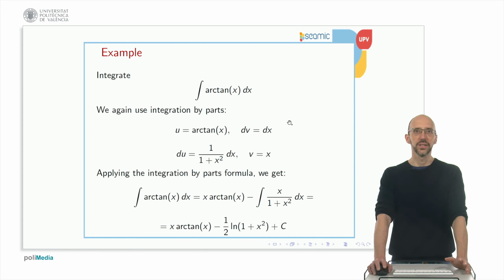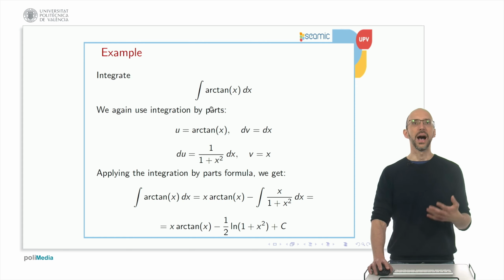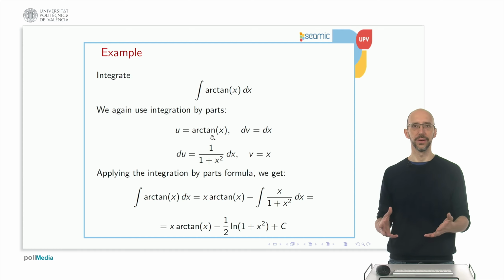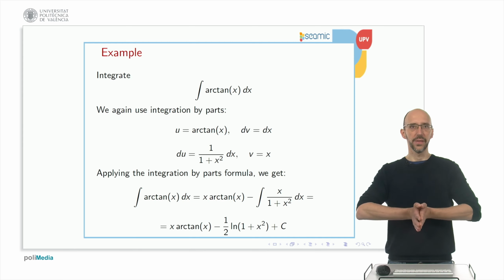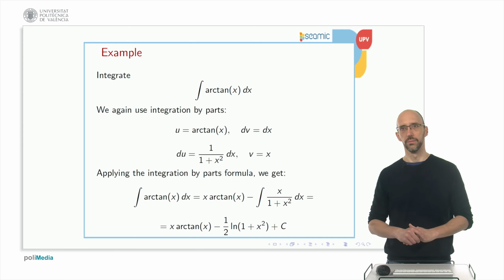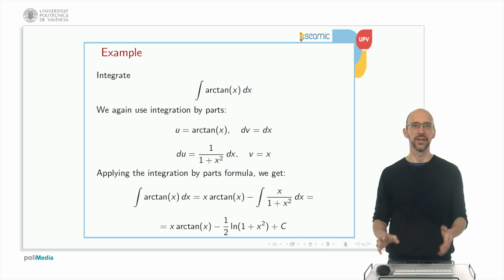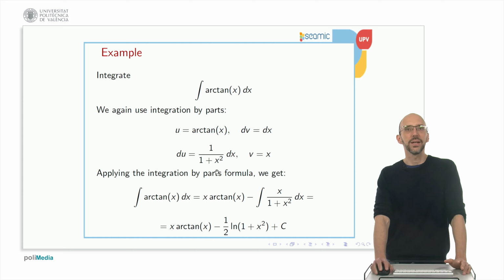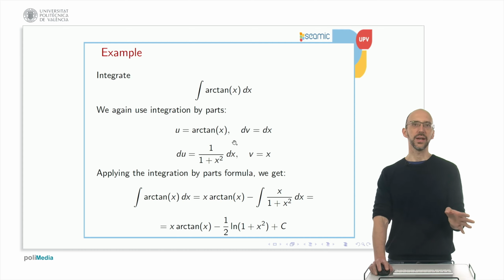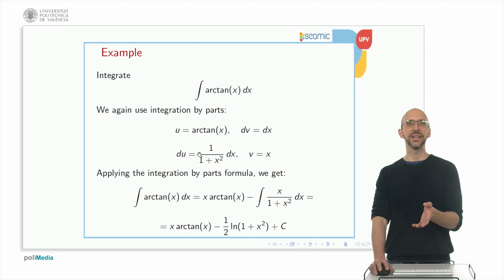The second example is the arctangent. This is exactly the same. I'm going to call u the arctangent. dv is going to be 1 times dx. For u, I need to calculate its derivative. And probably you are thinking, oh, I don't remember the derivative of the arctangent. You should. It's important. The derivative of the arctangent is 1 over 1 plus x squared. And the integral of 1 is just x. So I decided that u is the arctangent, dv is 1 times dx. I calculate the derivative of the arctangent, trust me, it is that function, and the integral of 1 is x.